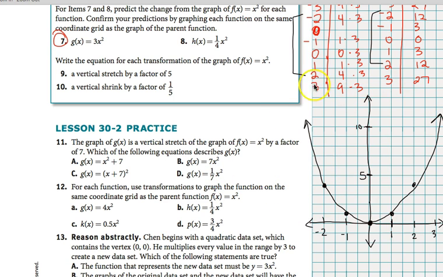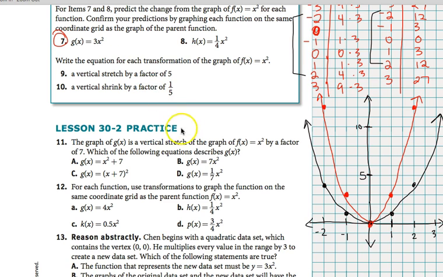And then now I'm going to graph my transformation. So I'm going to go back to red. So I've got -2, 12. So -2, 12 would be up here. Then I've got -1, 3. 0, 0 again. 1, 3. And 2, 12. All right, look at us. All done with our graph.